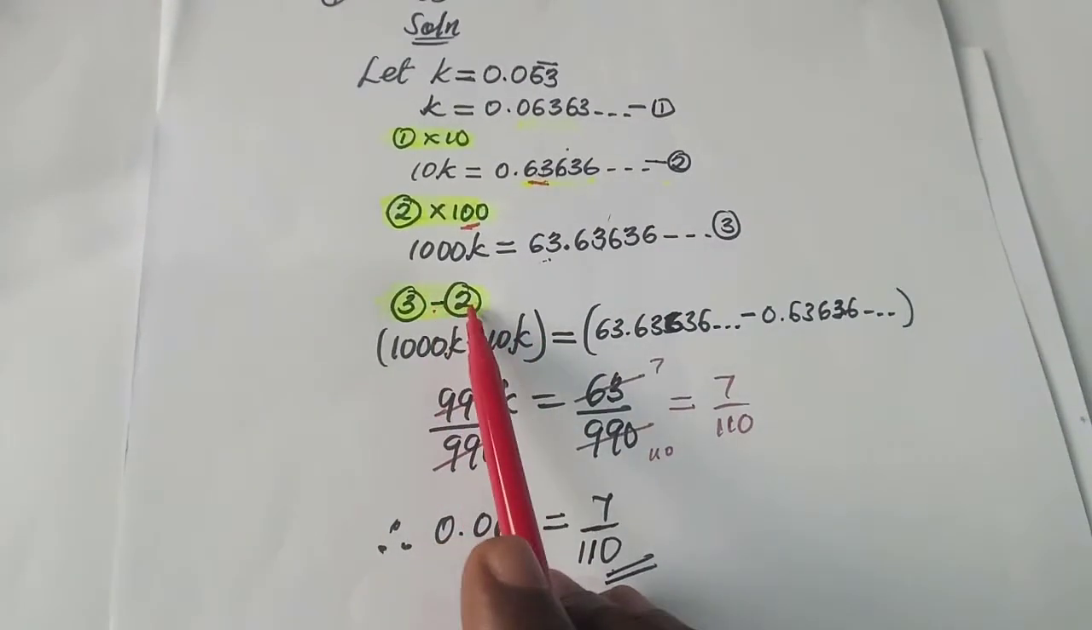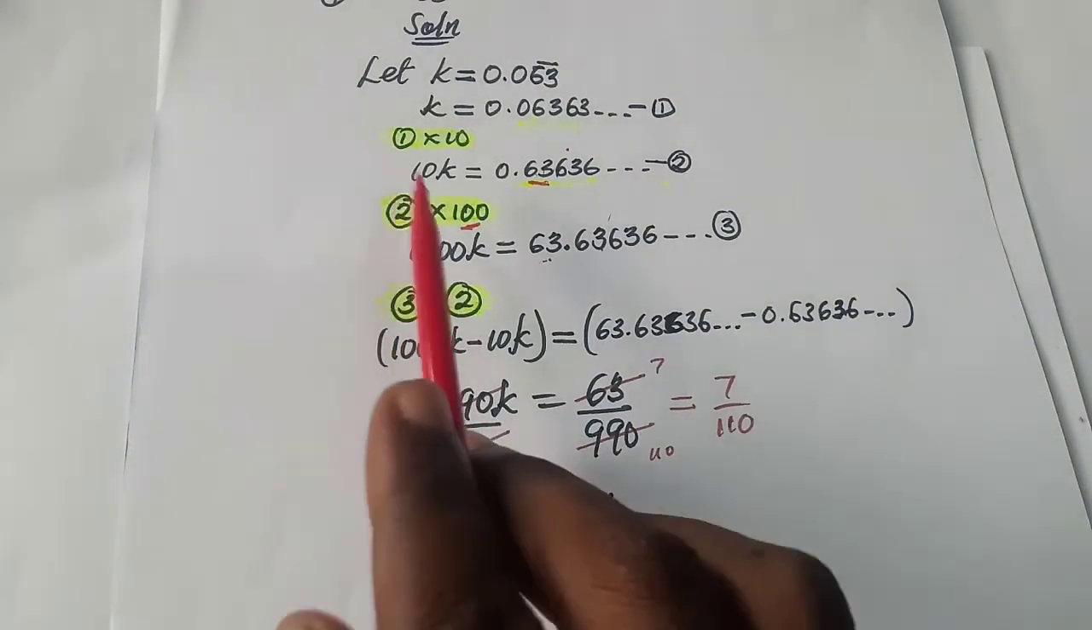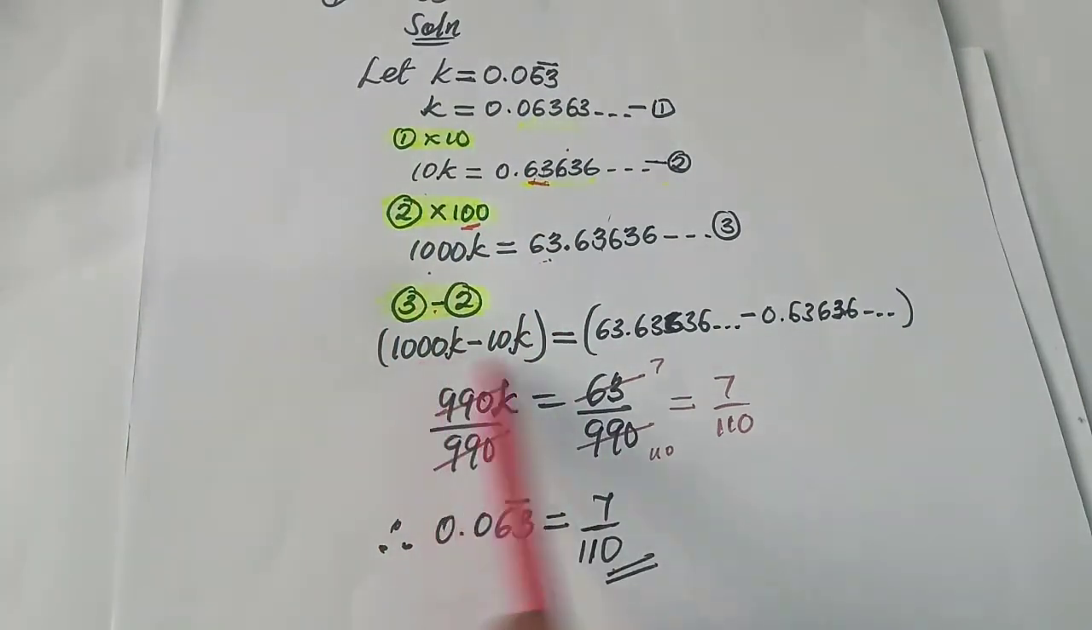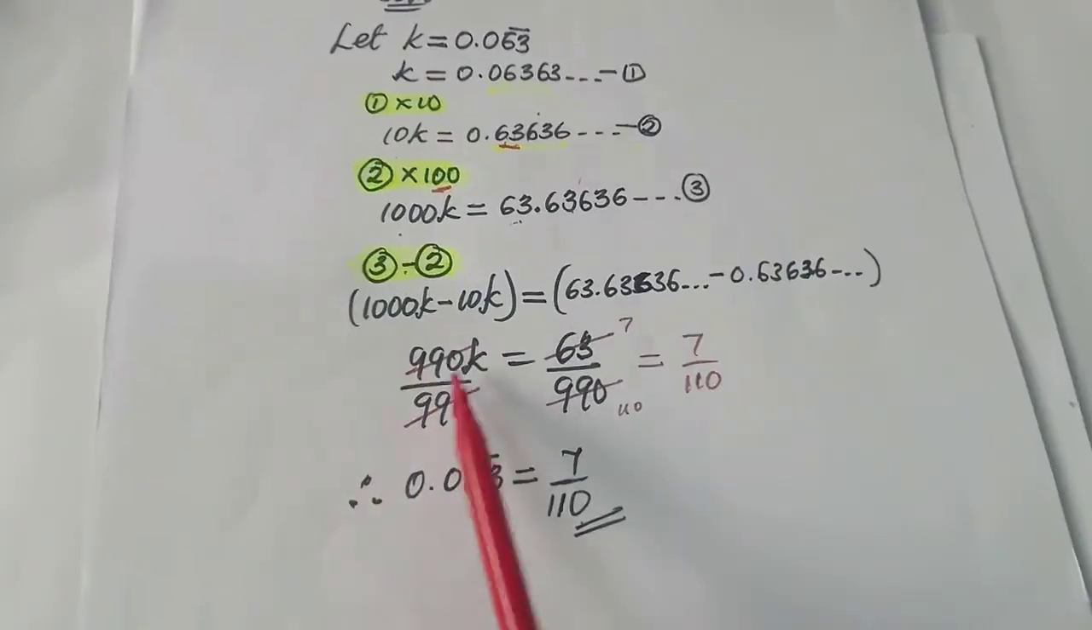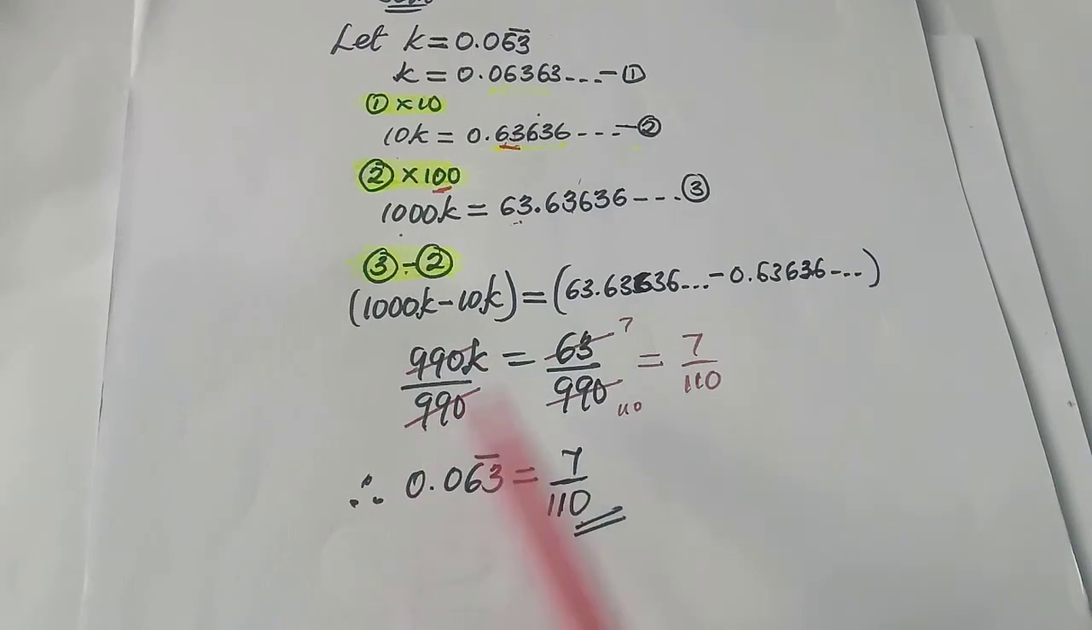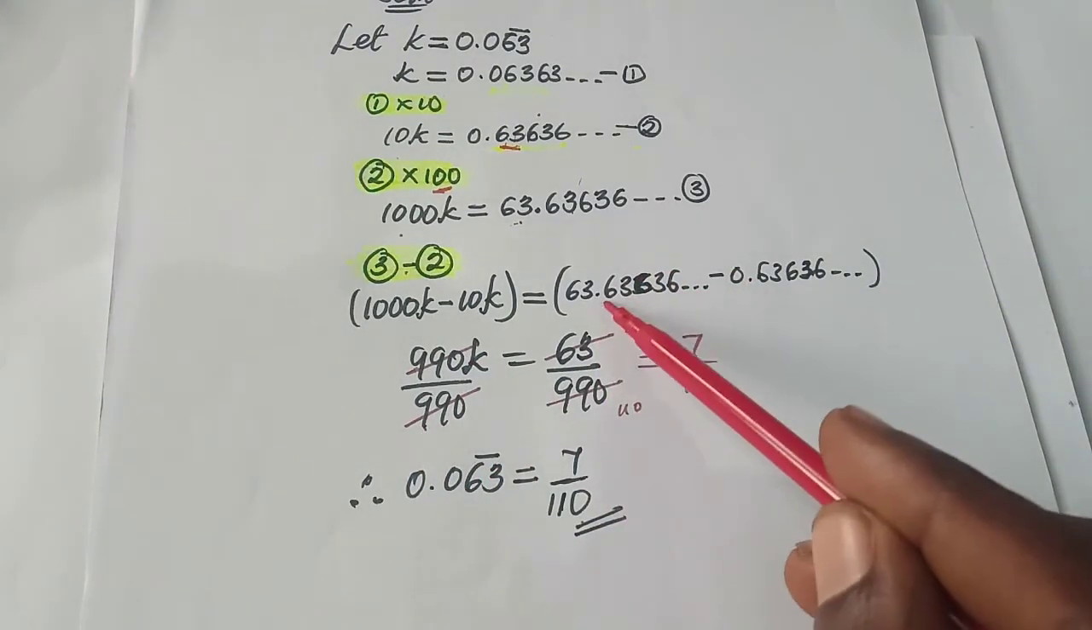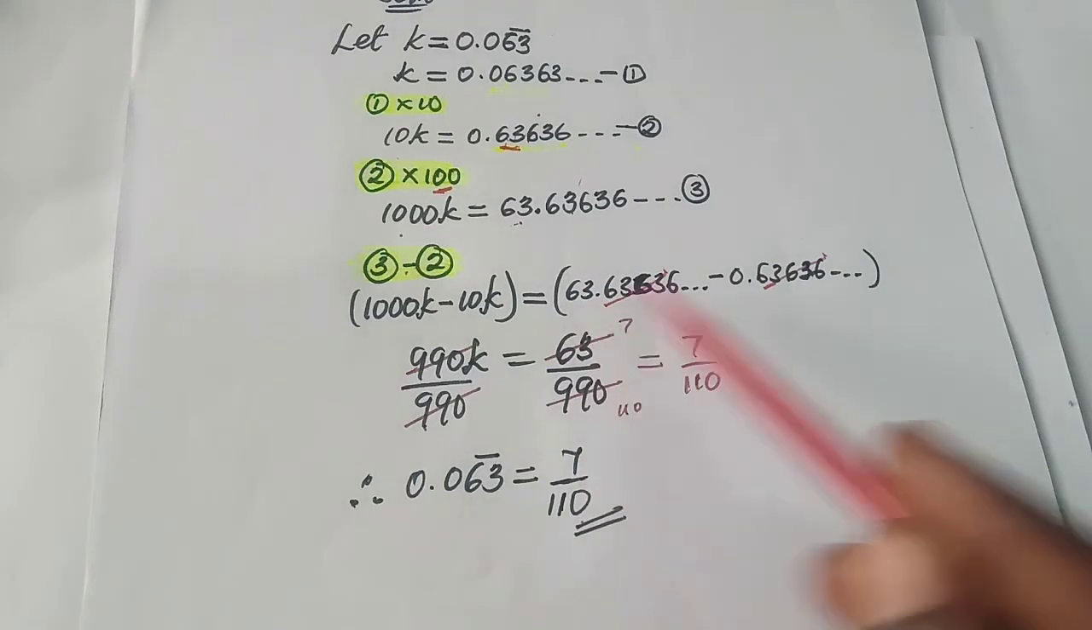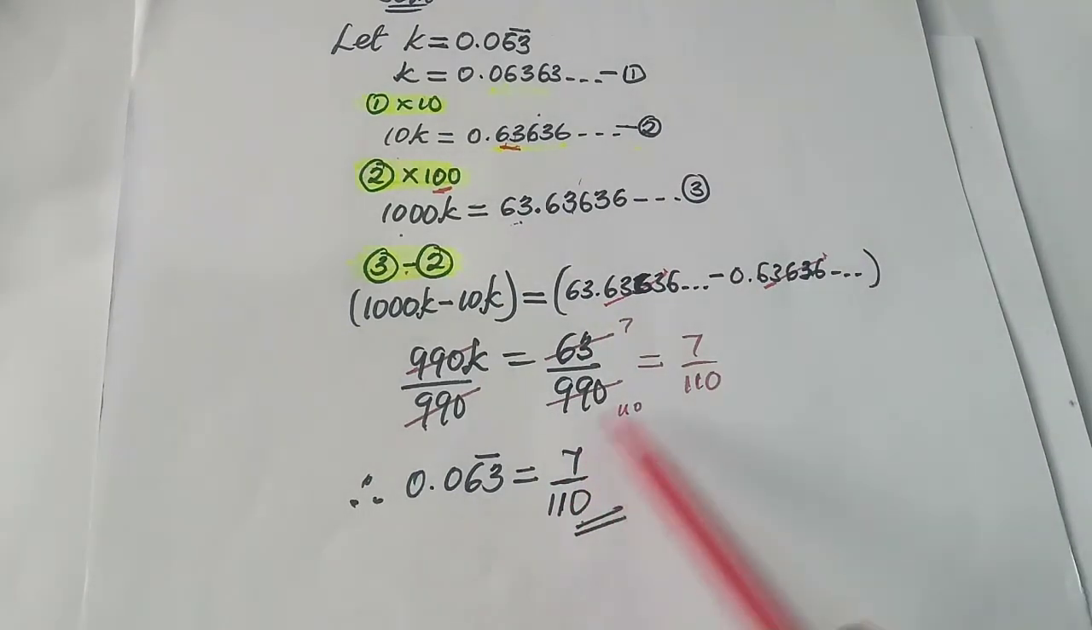Then you say equation three minus what? Equation two. It means you are going to subtract this from this and that from that. That's what you did over here, and then you simplify to get 990k over 990 is equal to. Over here too, the decimal will take care of the decimal, and you have 63 minus what? 6. And that's what it simplifies to give you. So that's the answer.